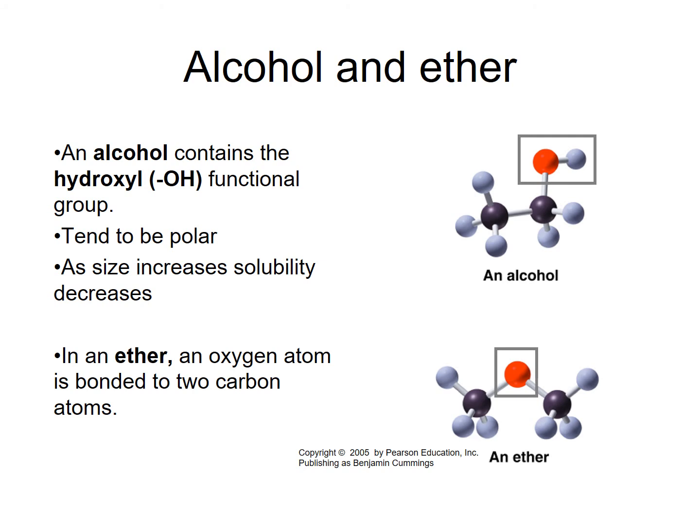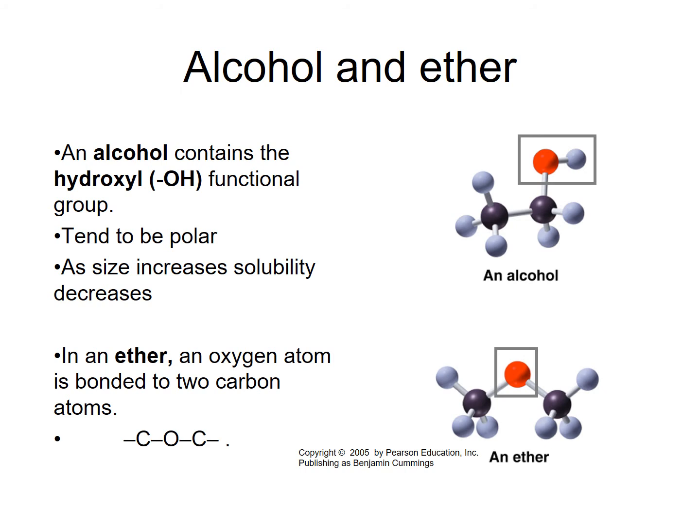Another way to add oxygen to a carbon chain is to put it in the chain between the carbons, and that's called an ether. Notice these two molecules have the same chemical formula, C2H6O, but one has the OH branching off as a hydroxyl group, and this one on the bottom has an oxygen between carbons. That's called an ether.